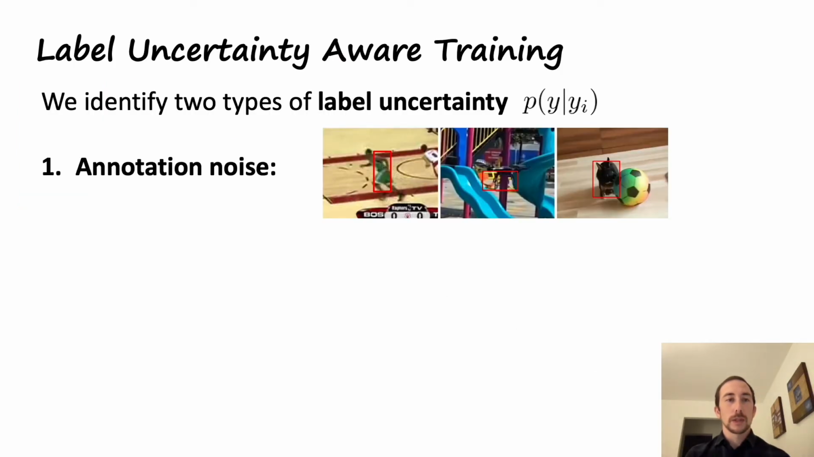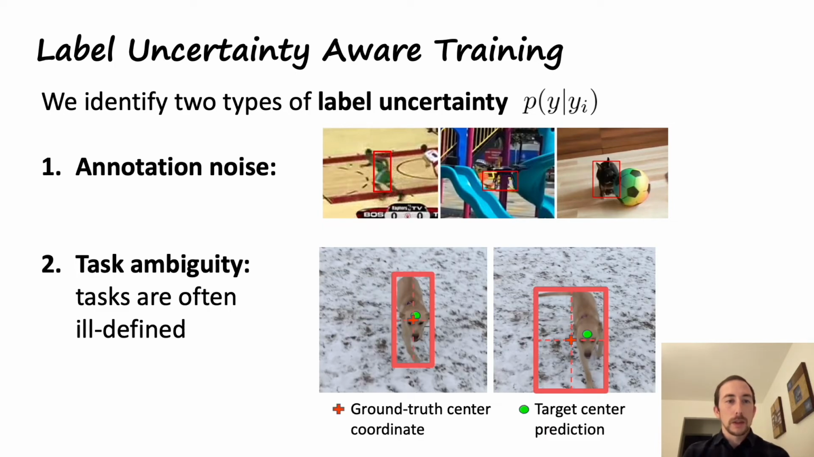Note that we always have different degrees of label uncertainty in our regression applications, and here we identified two different sources of uncertainty. One is annotation noise, that is simply due to inaccurate or noisy annotations, as in here. The other one is task ambiguity, that tasks such as target center regression are often ill-defined.